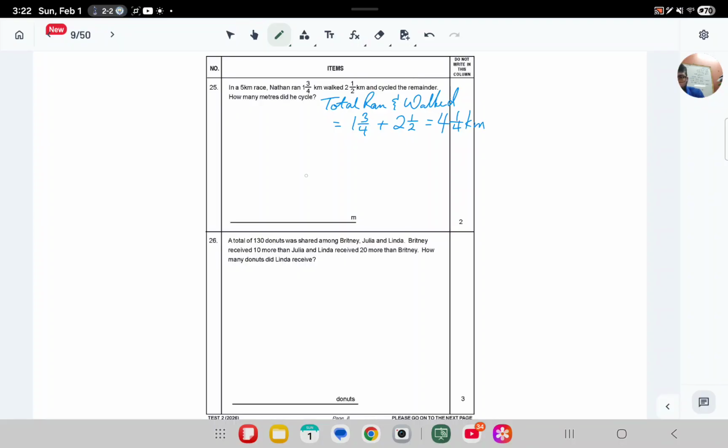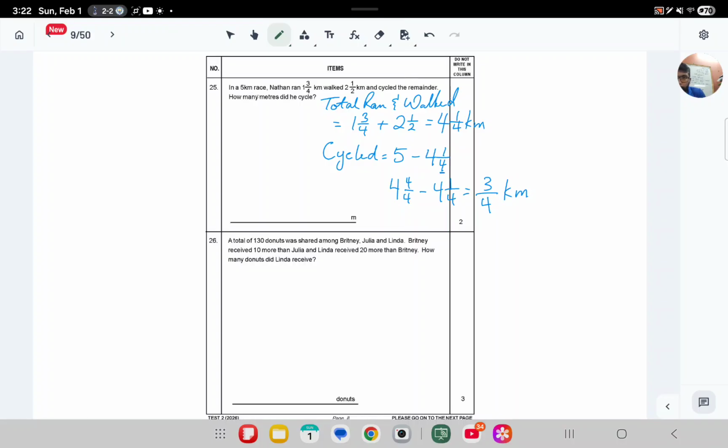kilometers. Now to find out the distance he cycled would be the remainder. It would be 5 take away 4 and 1/4. So this could change up to be, you're taking 1 from the whole, so that would be 4 and 4 over 4, because the denominator here is 4. Take away 4 and 1/4. Take away the whole numbers, so 4 take away 4 is 0, so 4 over 4 take away 1 over 4 will leave us with 3 over 4.